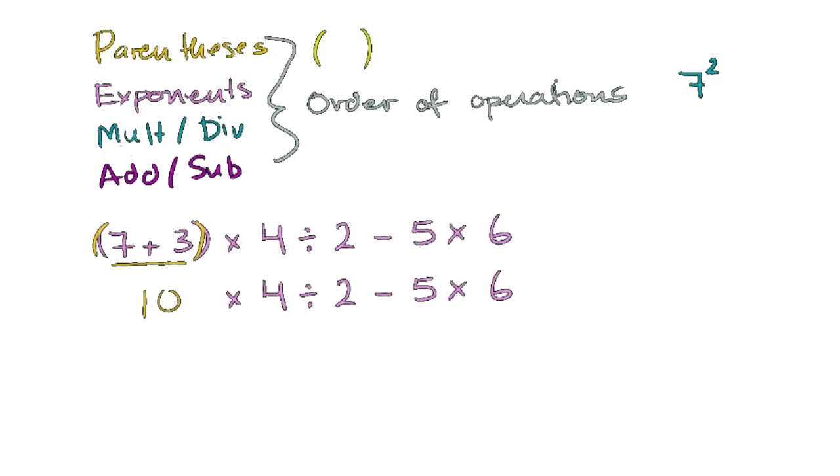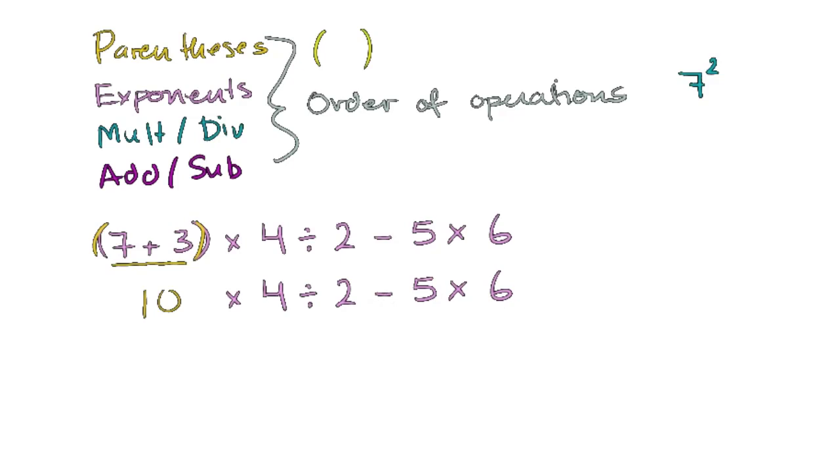Then it says to do multiplication and division next. So where do we see multiplication and division? We have a multiplication, a division, a multiplication again. Now, when you have multiple operations at the same level, when in our order of operations multiplication and division are at the same level, then you do left to right. So in this situation, you're going to multiply by 4 and then divide by 2. You won't multiply by 4 divided by 2. But then we'll do the 5 times 6 before we do the subtraction right here.